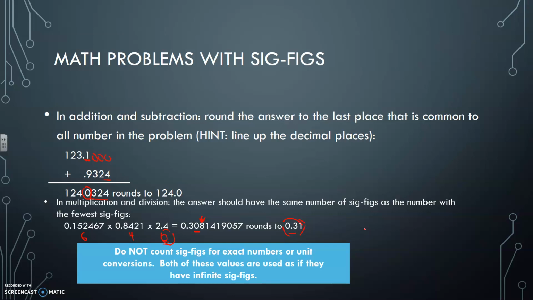All right, both of these type of values, the exact numbers and unit conversions, are used as if they have an infinite number of sig figs. So they will never be the determining factor in your number of sig figs after doing a math problem.